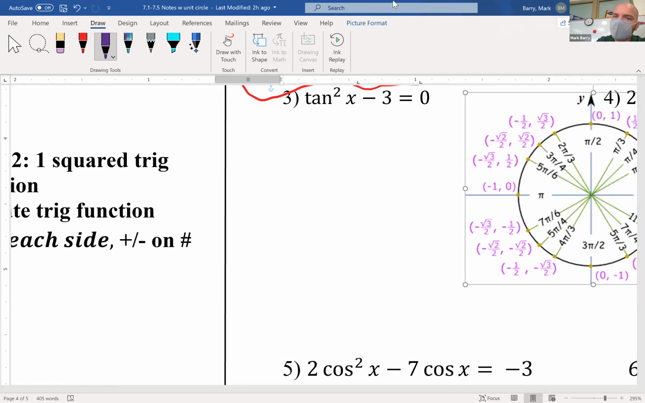So for number 3, I'm going to go ahead and add the 3 over. So I'm going to get tan squared of x equals 3. I didn't actually show my work of myself adding the 3 over, but I hope you guys get the idea of what I did there. I added the 3 over.